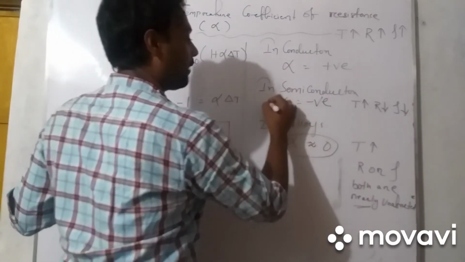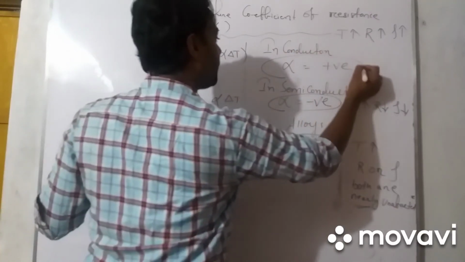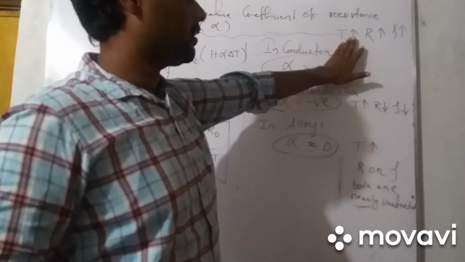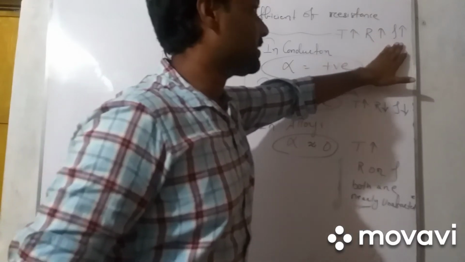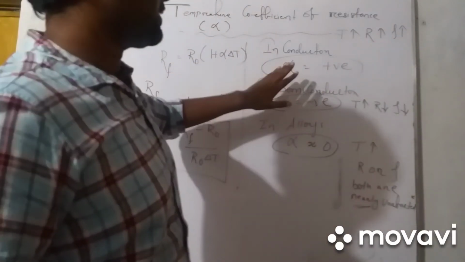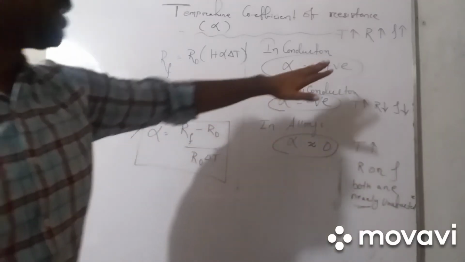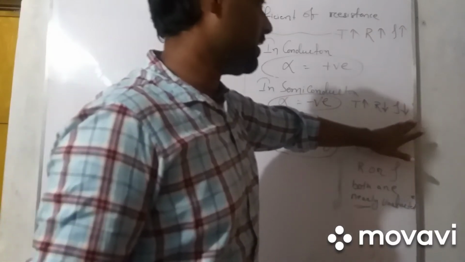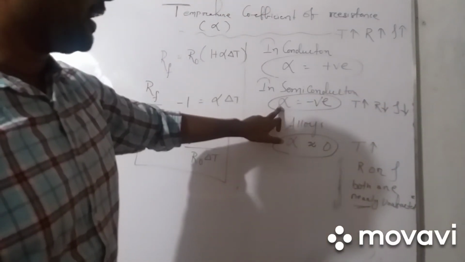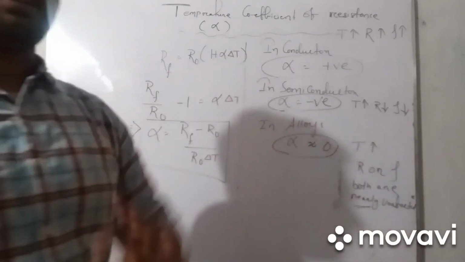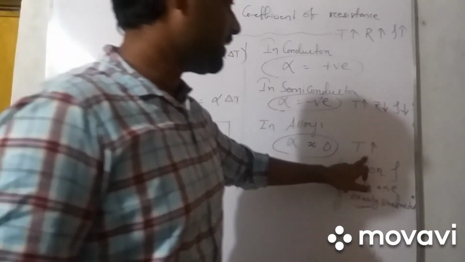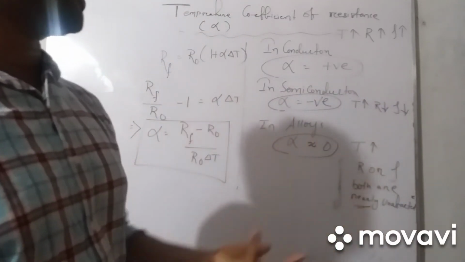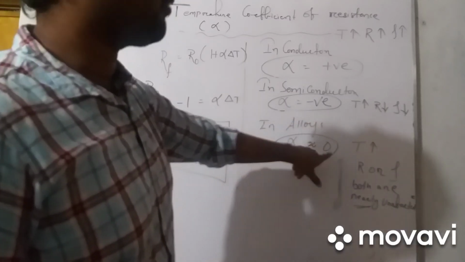In semiconductor, alpha becomes negative. In conductor, alpha becomes positive. Again, I repeat: if you increase the temperature in conductor, then resistance as well as resistivity increases, so the temperature coefficient alpha is always positive in nature. In case of semiconductor, when temperature increases, resistance as well as resistivity decreases. That's why the temperature coefficient alpha becomes negative in nature. In case of alloy, if you increase the temperature, resistance or resistivity both are nearly unaffected. That means alpha is nearly equal to 0.